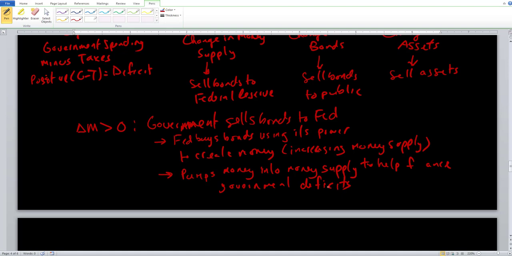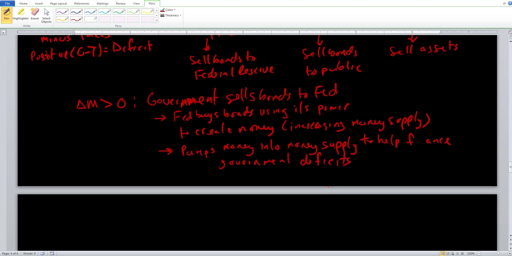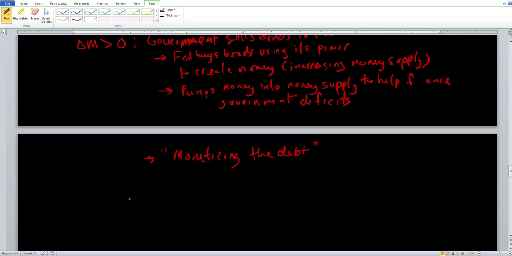So anytime the government decides to sell bonds to the Federal Reserve, using all these mechanisms, these channels that we see right here, the formal way that we can say is that it's going to be monetizing the debt. Here, the word money comes into play. They're essentially just monetizing the federal deficit, the federal debt in this instance. So here, just a little bit of a shorthand way to say, hey, change in M is the same as monetizing the debt.